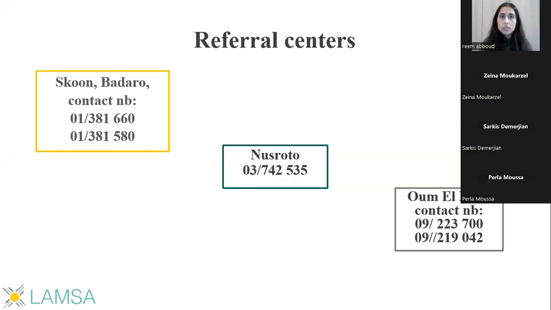In Lebanon, there are some referral centers. There's, for example, Nosroto, and here is the number. Also, Sukun in Badaro and Umm Noor. Now, Umm Noor basically has two rehabs in two different areas. One for males, which has a capacity of 72 patients, and one for females, which has a capacity of around 36 patients.